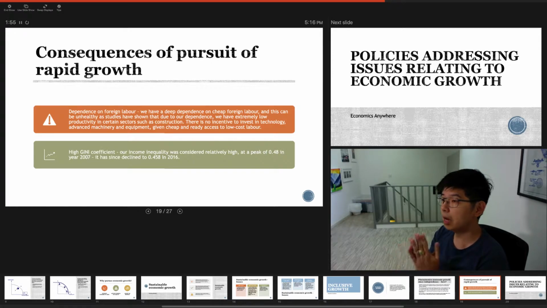Secondly, we have had high Gini coefficient. Our income inequality is considered to be very high. It was at peak of 0.48 in 2007. We have seen some improvements today. By 2016, it has fallen to about 0.458, so there is some marginal fall. But there is still an inclusive economic growth issue whereby we find that yes, Singapore has been achieving high economic growth, but we also have problem trying to achieve inclusive growth because income inequality has been worsening.